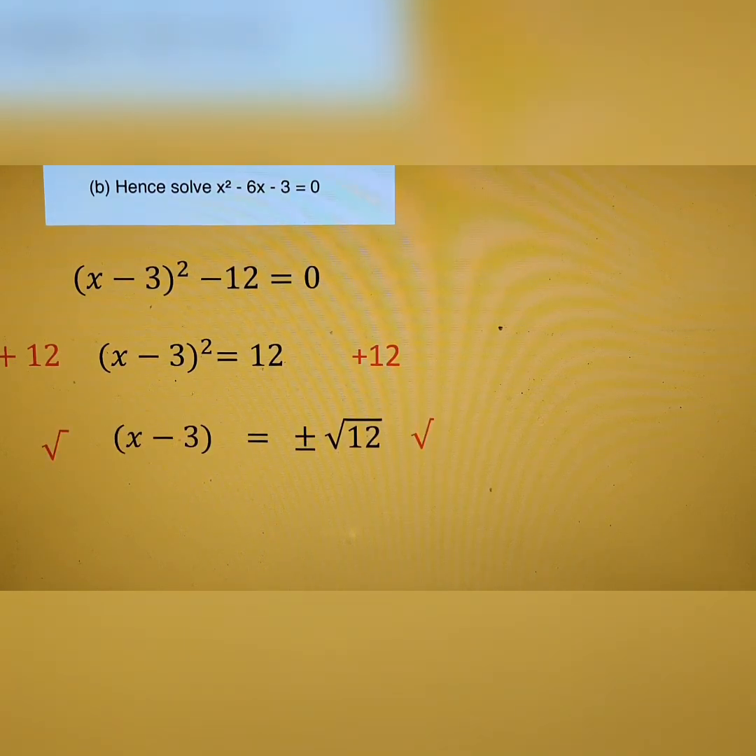Remember, because it's a quadratic bracket, you're going to have two solutions. So you're going to have plus root 12 and minus root 12, and then I've got x minus 3 on the left hand side. I need to get rid of the minus 3, so I need to add 3 to both sides. So x is plus or minus root 12 plus 3.